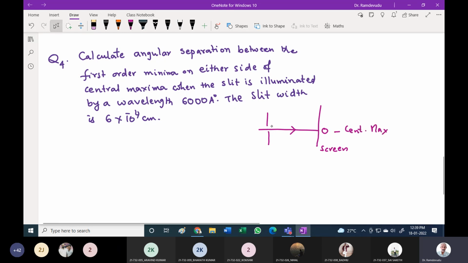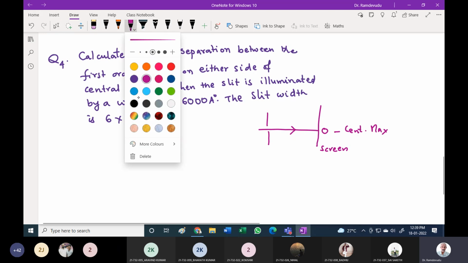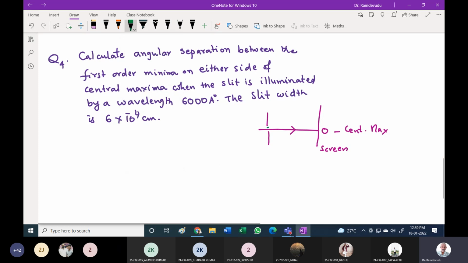Now the light is getting diffracted by some angle. So I am taking that it is diffracted by some angle and giving you first minima. This is first minima. And on either side of that, we do also have first minima here. This is some angle theta. By the same angle, the first minimum also goes on the other side.